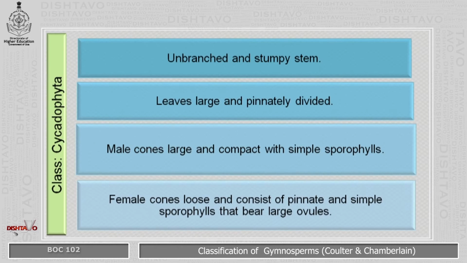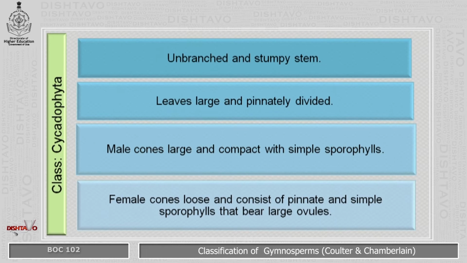The plants which belong to the class Cycadophyta are always unbranched with a stumpy stem. That is, the branches are absent and the stem is short and stout. The leaves that are present are large and pinnately compound or pinnately divided. That is, it will show a central axis called the rachis, and on either side of the rachis, the pinnae or the leaflets are present.